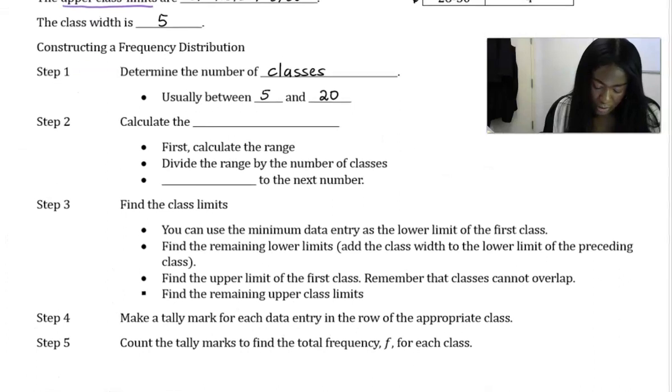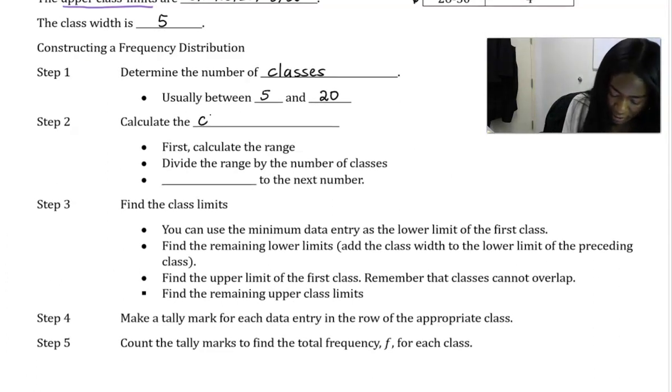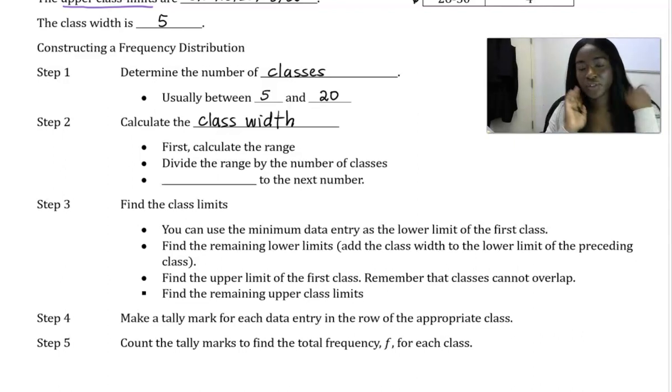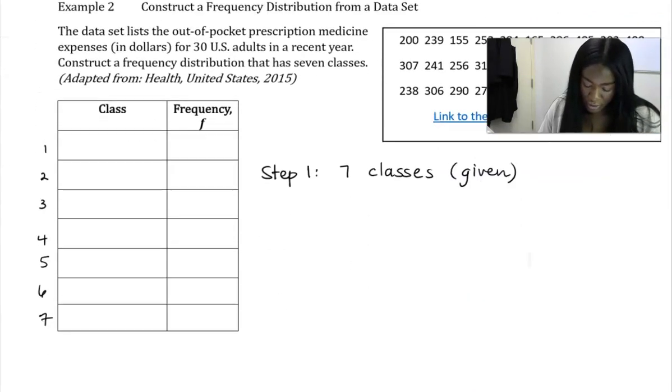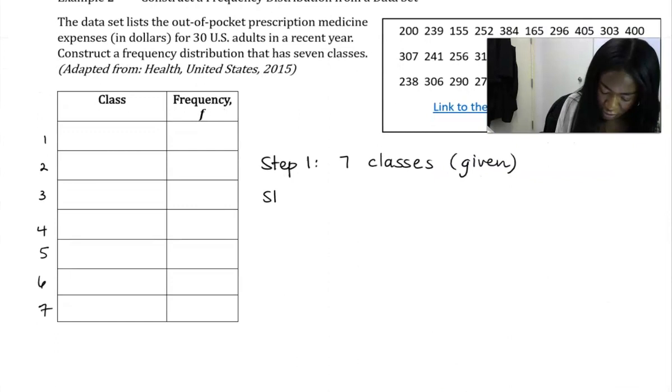Okay, so step 2, once we know the number of classes, we want to calculate the class width. Remember, that's the difference between consecutive upper or consecutive lower class limits. And to find the class width, we're first going to calculate the range, and then we're going to take the range and divide that by the number of classes. And we'll see what we get there. So first, let's go find the range.